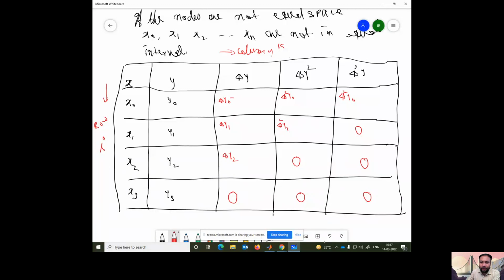Now, according to the formula, it was like this: y1 minus y0 divided by x1 minus x0. Same thing here, y2 minus y1 divided by x2 minus x1. Same thing here, y3 minus y2 divided by x3 minus x2.